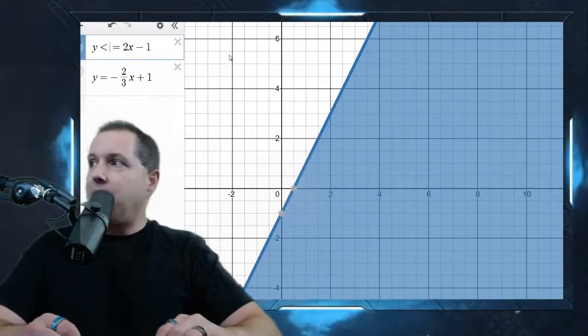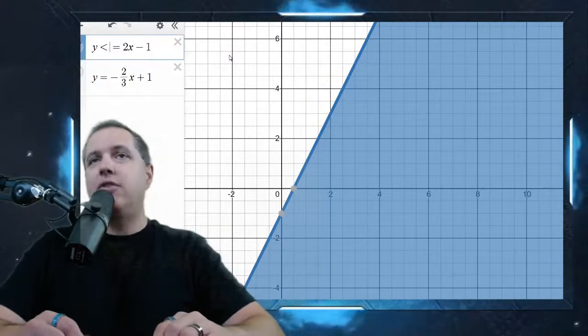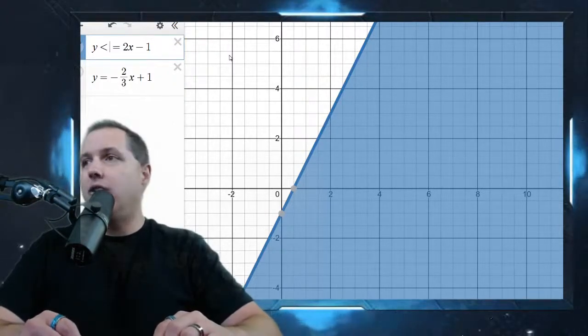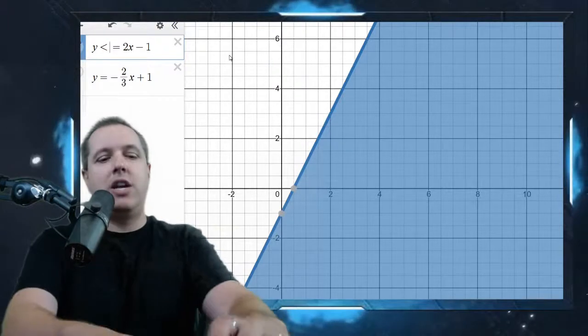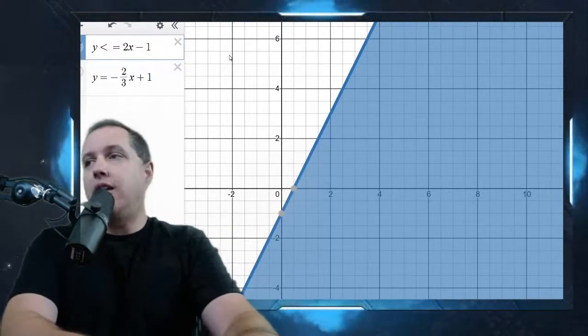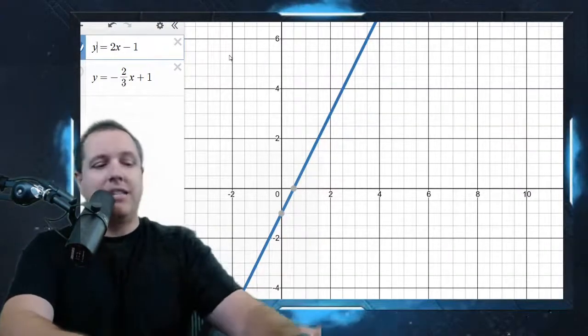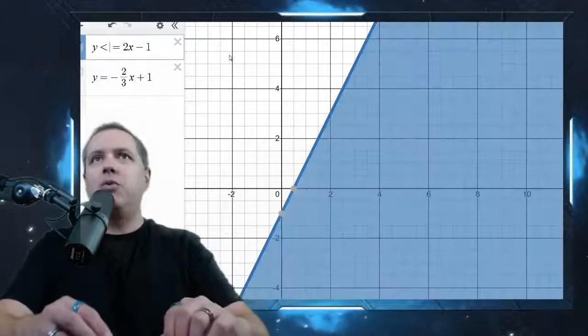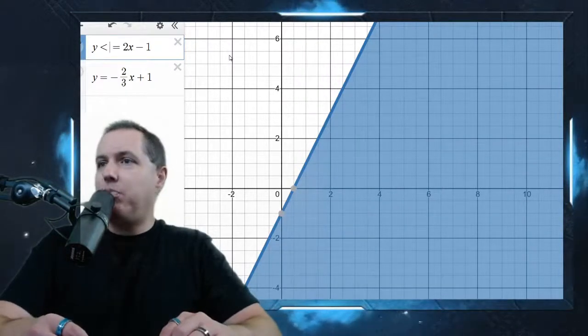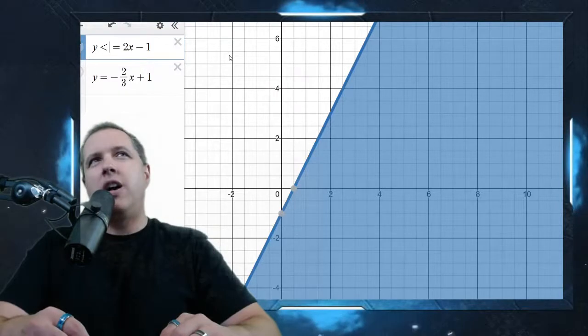Oh my gosh, what just happened? It just shaded in half of the screen. What's happening here? Why is that? Notice the line didn't change. This is important to realize when you're constructing these. The line stayed in the same place, but now all of a sudden we shaded in half the plane. So what's going on here?